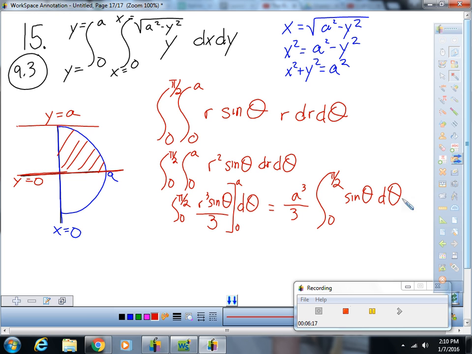Okay, I'm going to pause it while you guys look at this. So I've brought this a cubed over 3 out of my integral because it stops me from making a mistake here, confusing which variable we were integrating with respect to. So that gives me a cubed over 3 times the integral of sine, which is negative cosine of theta, as theta goes from 0 to pi over 2.